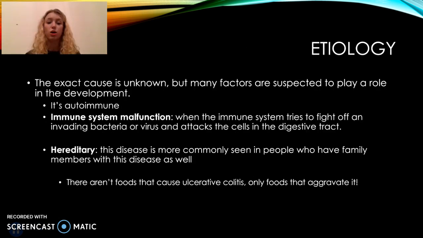The exact cause is unknown, but we do know that it's autoimmune. So it's attacking itself. It's attacking the cells in the digestive tract. In a lot of cases, it's very commonly seen that people who have family members with this disease have it as well. They used to think that there would be foods that cause the development of this disease, and that's not true, but there are foods that we'll talk about later that aggravate it.